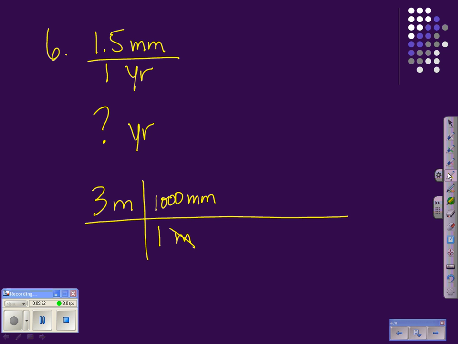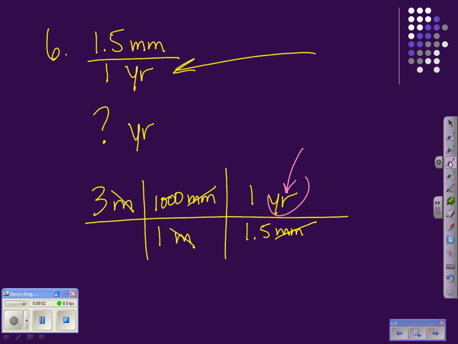This is not a motion problem. It's a dimensional analysis problem, just to get you thinking again. All right, now if I know that I have 1.5 millimeters for every 1 year, then that allows me to cancel out millimeters, and I'm left with my units of years, just like I want in my answer. So now all I do is multiply across the top, so 3 times 1,000, and divide by the number on the bottom, which is 1.5. And you get that it's going to take 2,000 years before it raises 3 meters.